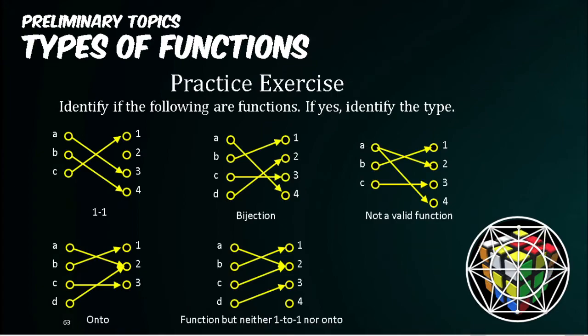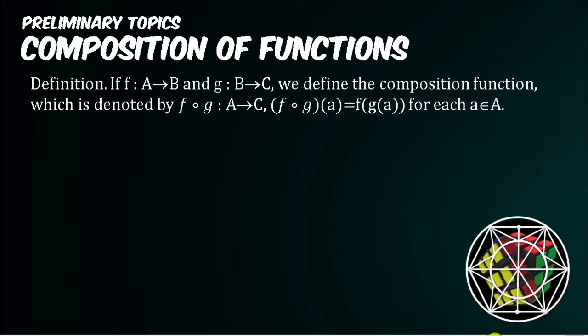Okay. Here is another concept still related to functions. Function composition. I-define lang natin. So if f is a function from A to B and another function g from B to C, we define the composition function which is denoted by f of g from A to C. This is the symbol and the meaning for each a element of the set A.